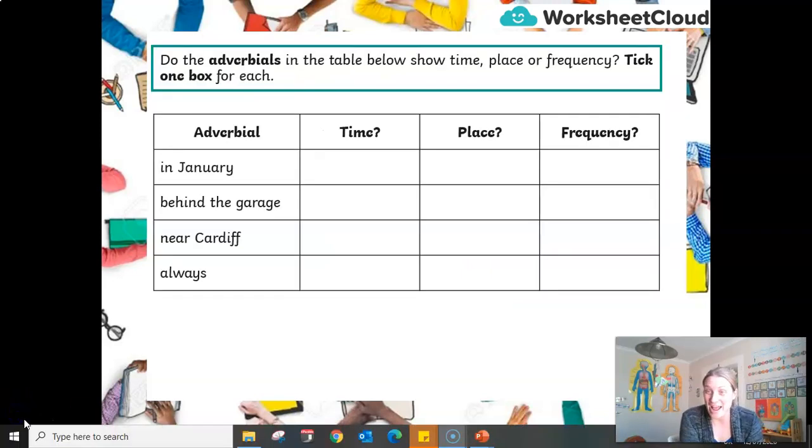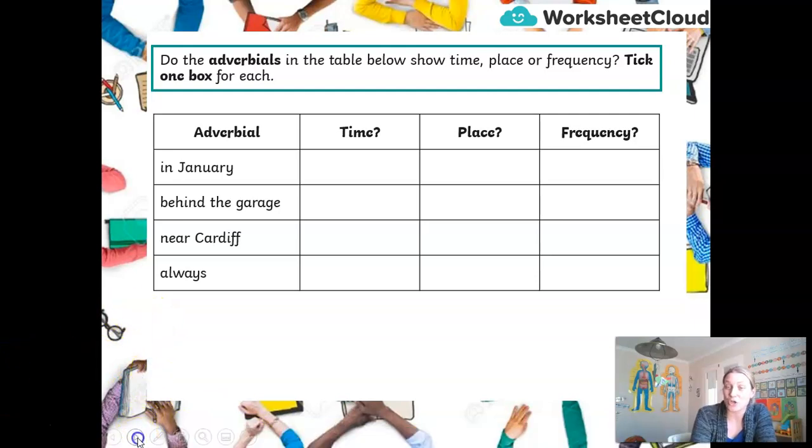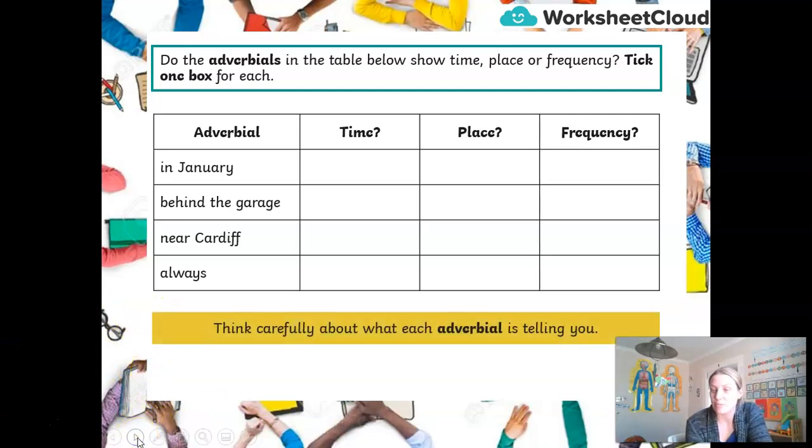Okay, now one on adverbs and adverbials. Do the adverbials in the table below show time, place, or frequency? Okay, so there we go. In January, behind the garage. Near Cardiff, always. Okay, so if you've forgotten what an adverbial is, you can go and have a little look at the lesson. But remember, they're telling me either something about time, place, or frequency.